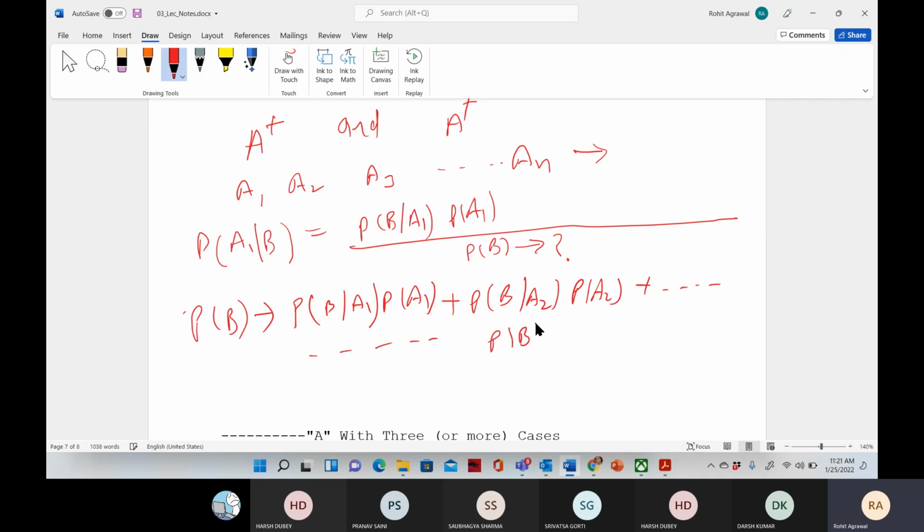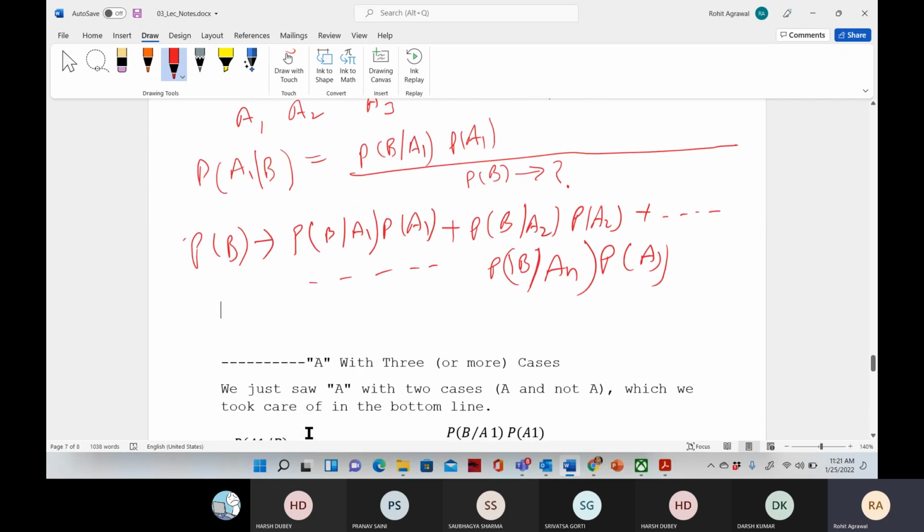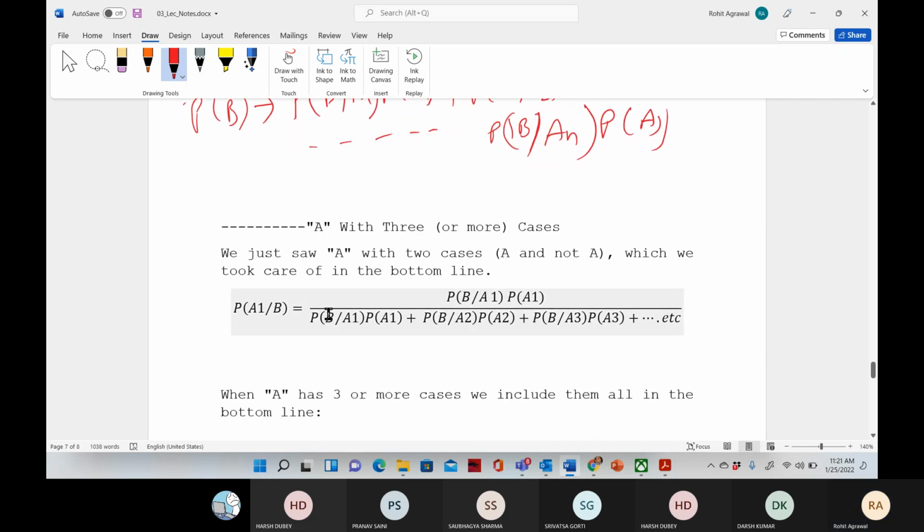करके p of b given an into p of an. So your formula will become this. ठीक है, so in case of more than 2, you can say 3 or more than 3, your Bayesian theorem will stand like this. p of a1 given b is equal to p of b given a1 into p of a1, divided by p of b given a1 into p of a1 plus p of b given a2 into p of a2 plus p of b given a3 into p of a3 plus the dots up to the end. Clear?